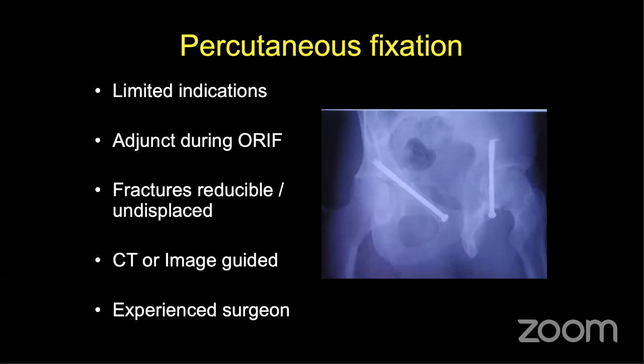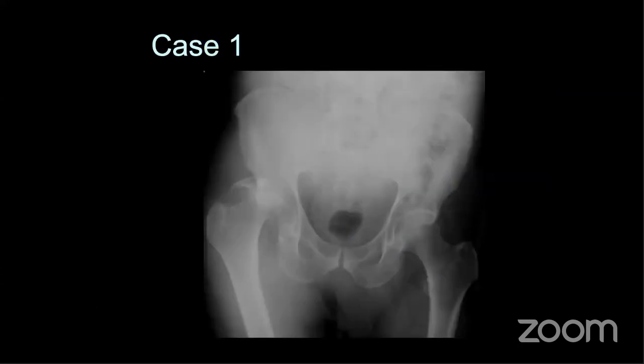And if the fracture is undisplaced in an elderly patient, you can mobilize them as able without putting a screw in it. The key is that the fracture should be reducible or reduced. The screw will not reduce the fracture on its own. It does need imaging and it needs experience to do. So let's look at some cases.